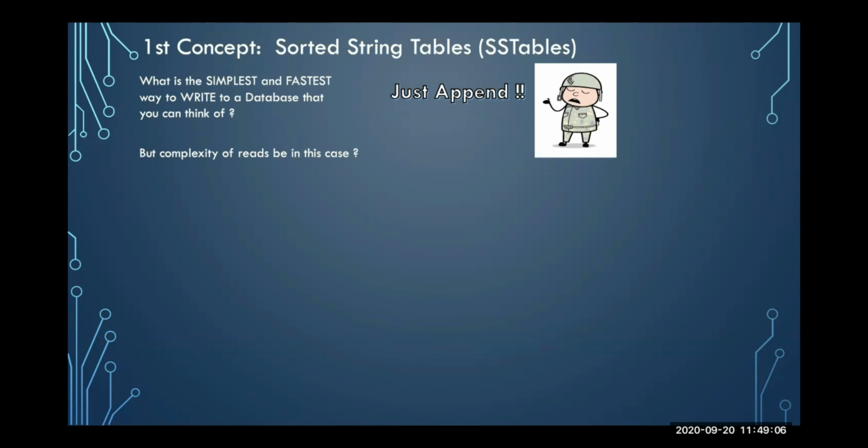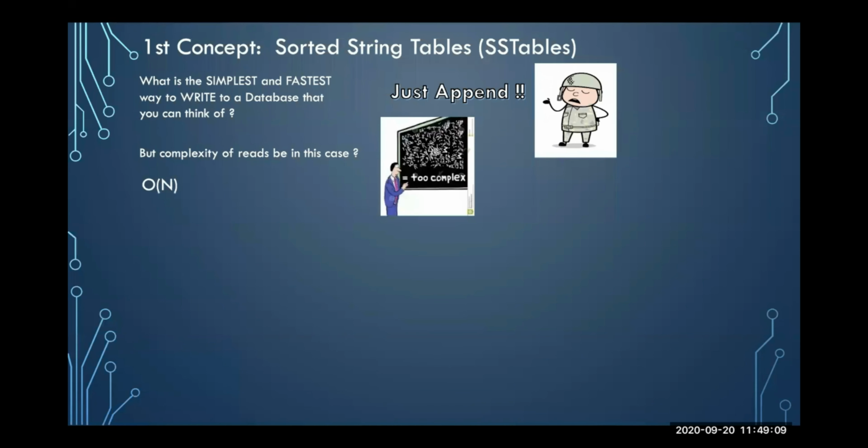But what is the complexity of reads in this case? O of n, which is again too complex if you take into account the gigabytes or petabytes of data that is present in our current databases. So how can we reduce the complexity of reads further? Think about it in this way. What if the log is sorted? What is the complexity in this case? O of log n, which is very less than O of n.